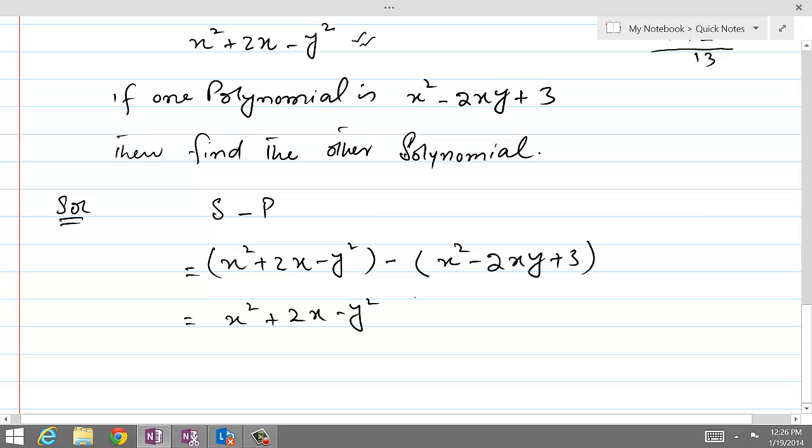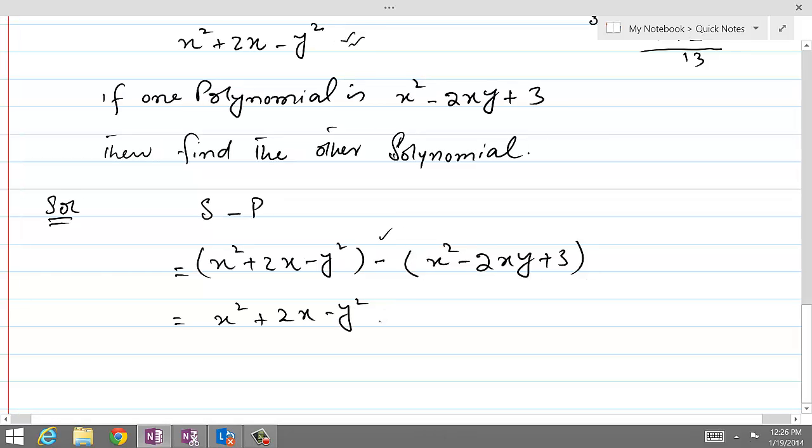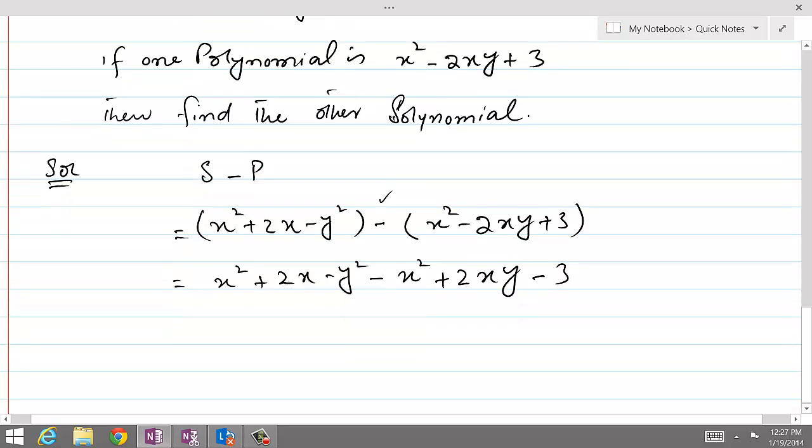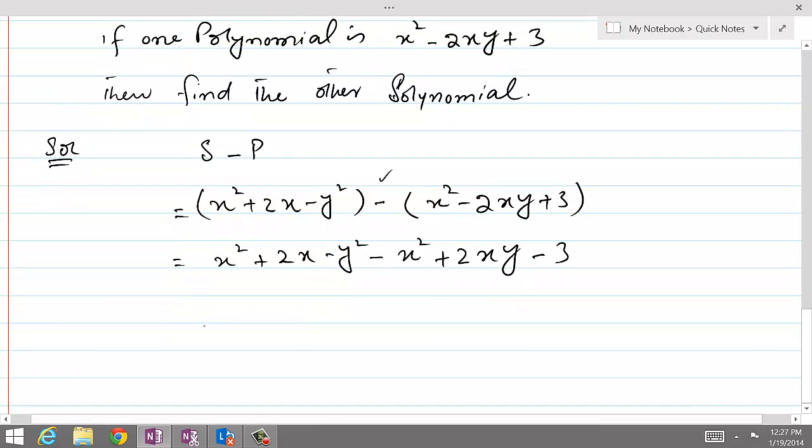So this we take just like we did the previous question, x square plus 2x minus y square, and now this negative sign will change all the signs within the bracket. This will become minus x square plus 2xy and then minus 3, and now it's all about collection of like terms and performing the addition. Is there any other term like x square? They should be grouped together.